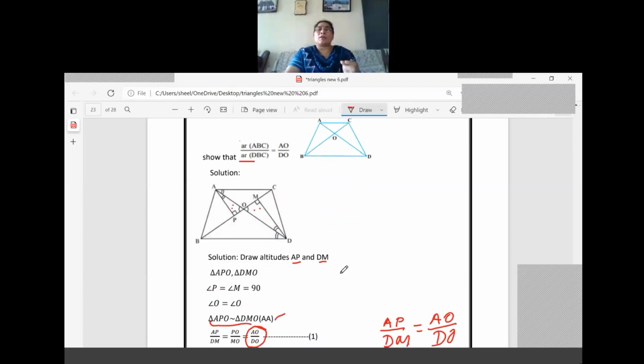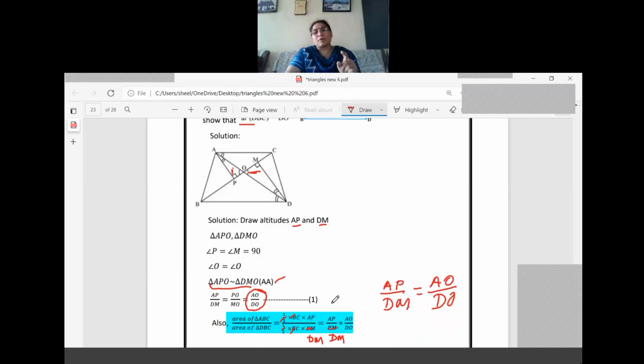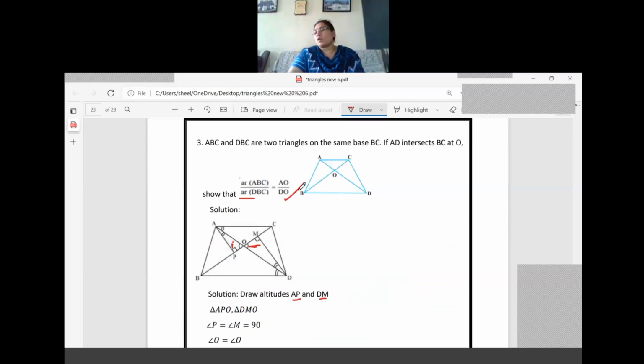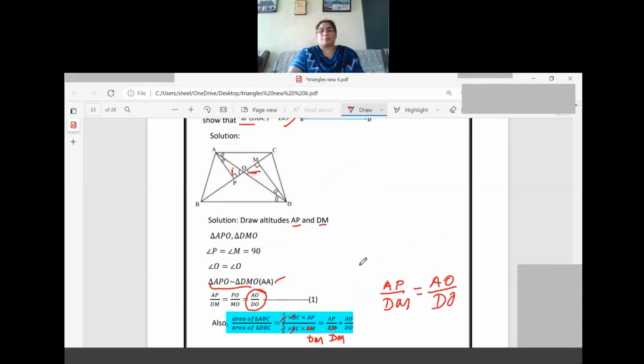We drew that and proved that the two new triangles are similar by AA criterion. After that, we write the corresponding sides. Now again we use the formula for area of triangle ABC by area of triangle DBC, our normal formula half base into height. The base will get cancelled, half will also get cancelled. So what is remaining there? AP by DM. So AP by DM equals AO by DO. So we got the result: AO by DO equals area ABC by area DBC.